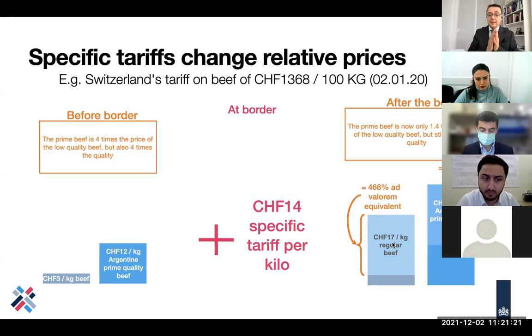So the key point is specific tariffs, because they're not levied on value, they do change the relative prices. And they do that by raising the lowest import prices most as a proportion of the price, right? So they provide a bigger protection from the lower priced imports. And by doing that, they generate really effective protection for the local production. This is why specific tariffs are highly used in agriculture.